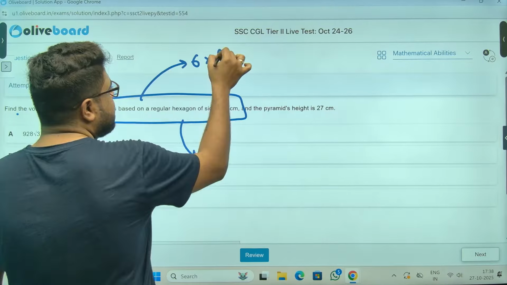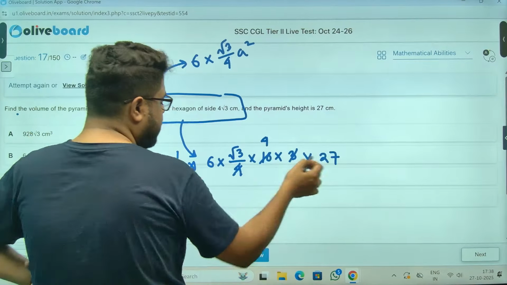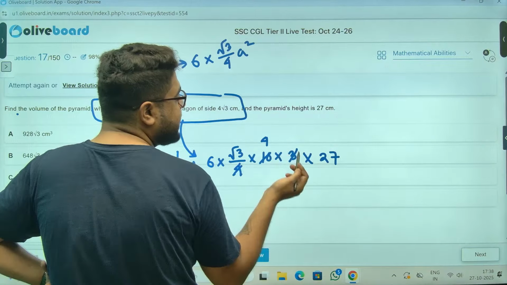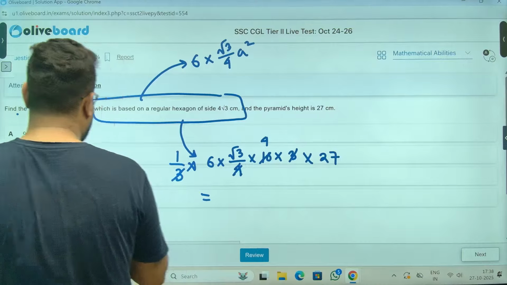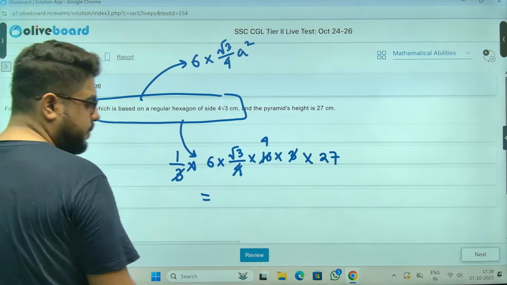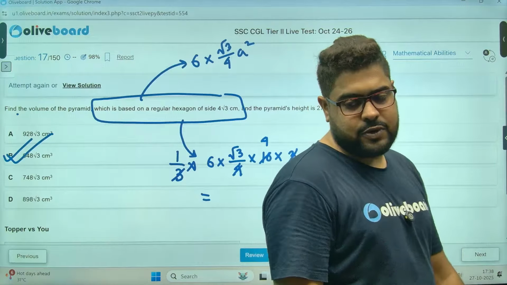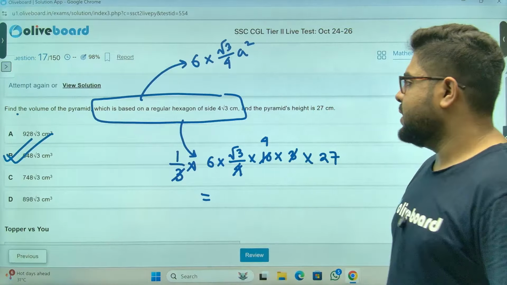Thoda calculate kar lete hain. This 3 gone. 4 4s are gone. So 24, 27, 576 and 72. 648. So option number B is the answer. Option number B is most definitely the answer. You see, you don't need to do the entire calculation as the values are given far enough apart, sir. Chalo, next one.